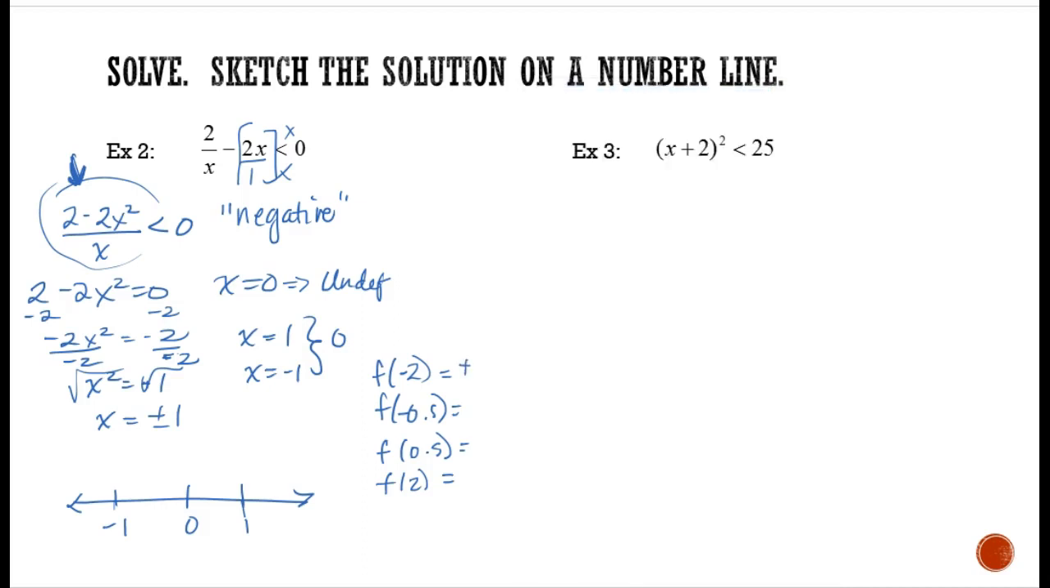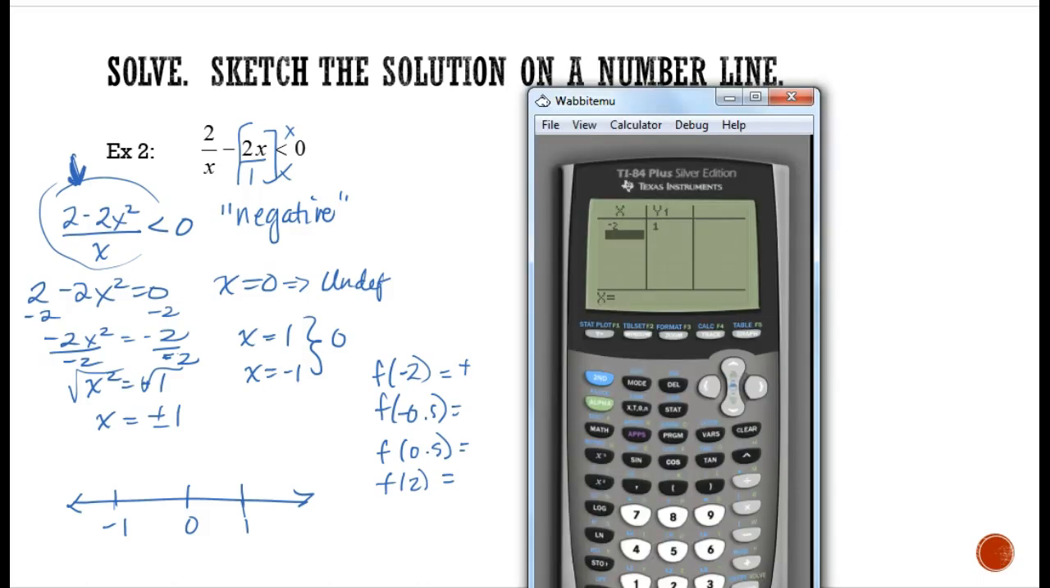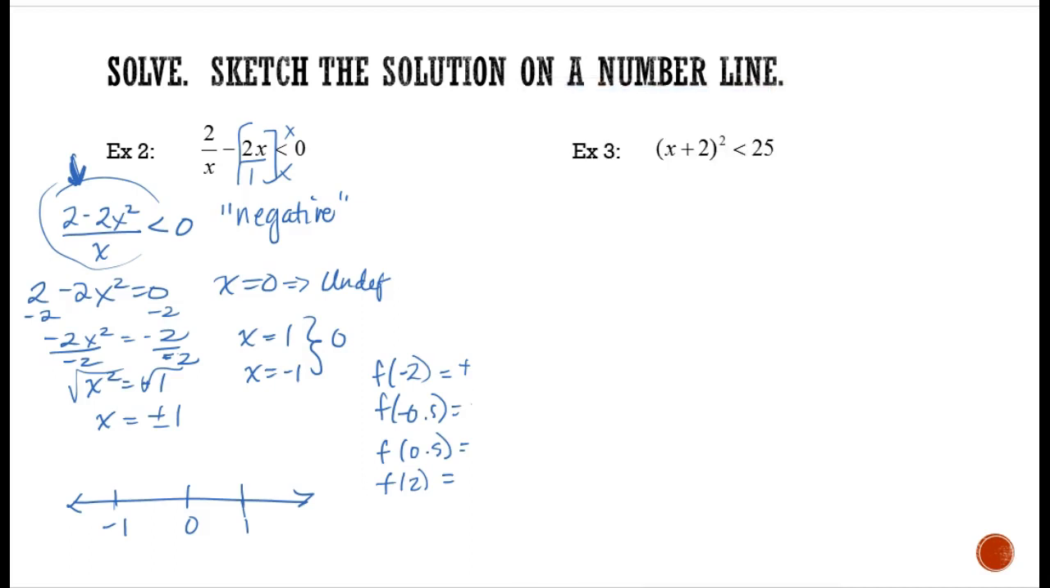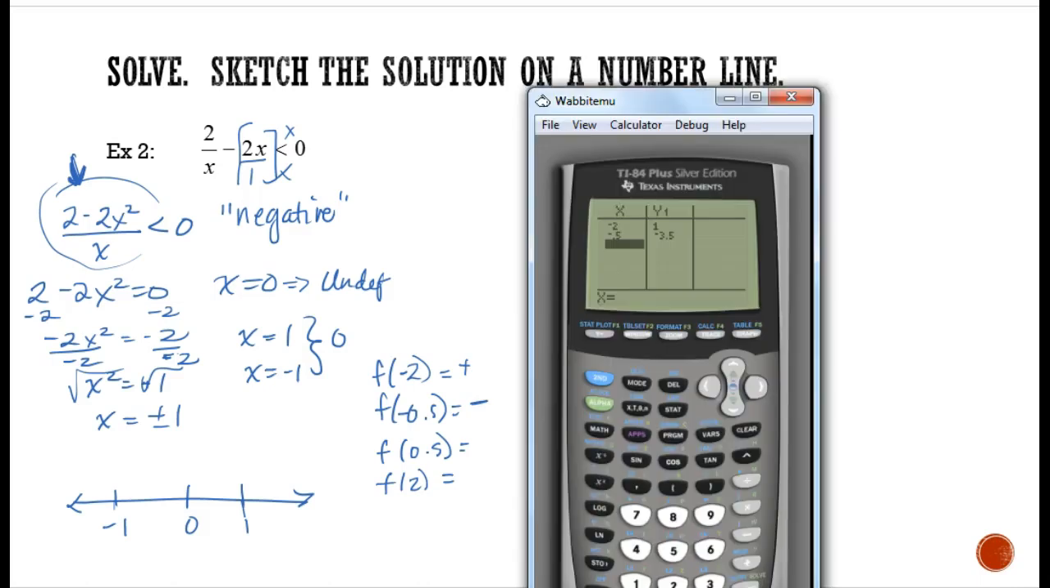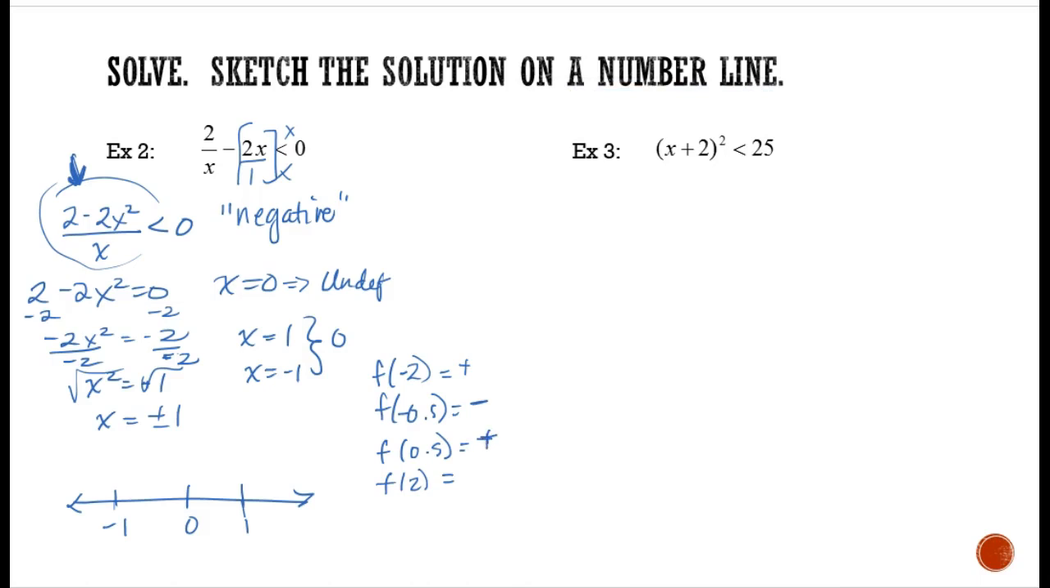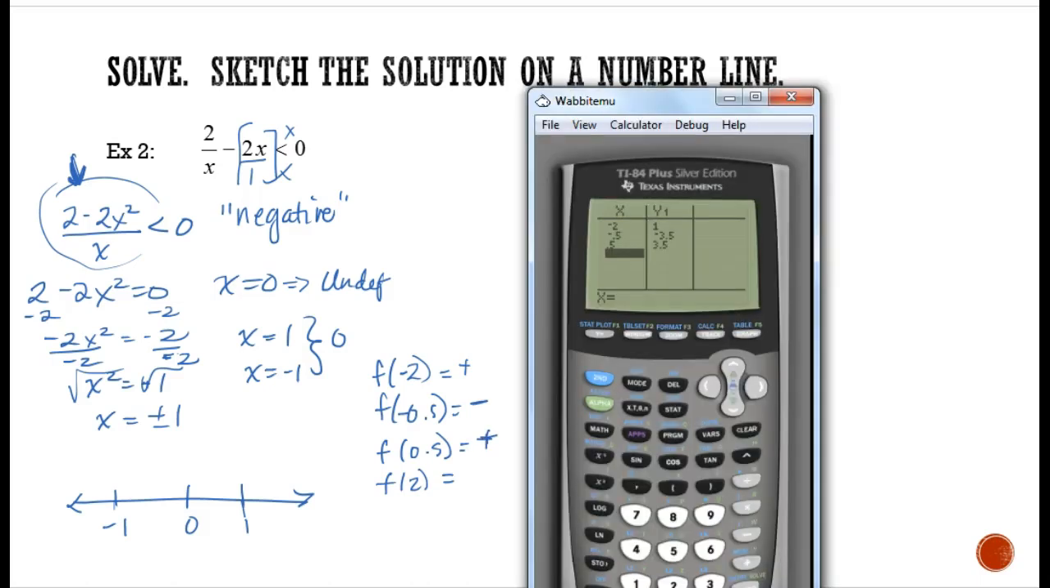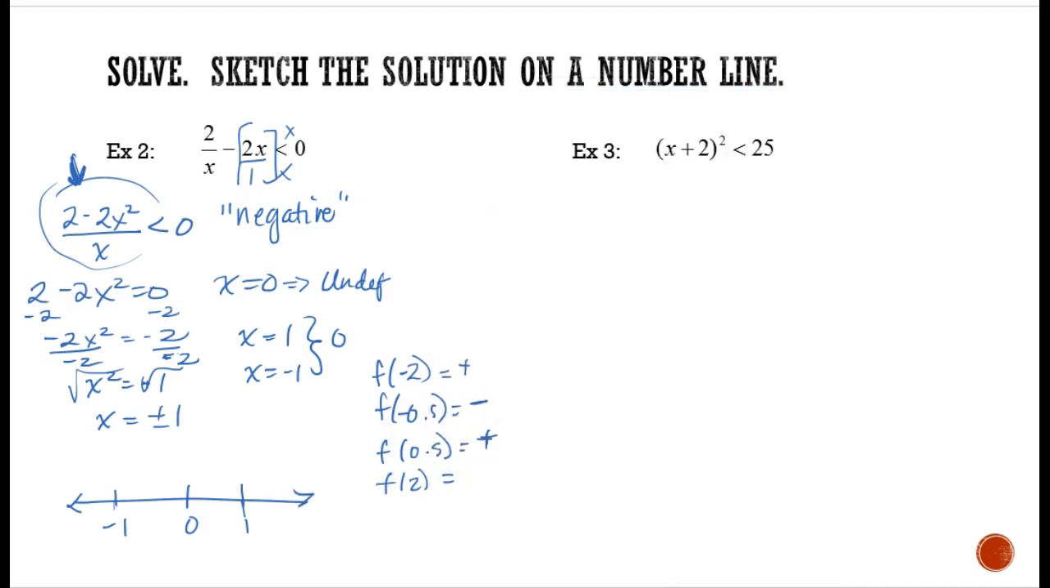Okay. Now I'm going to do the same thing for -0.5. Look at that, it came out negative. So I'm going to write that down. Now I'm going to put in +0.5. It came out positive. And then what about a +2? And it came out negative again. All right? So that's what I need to know.